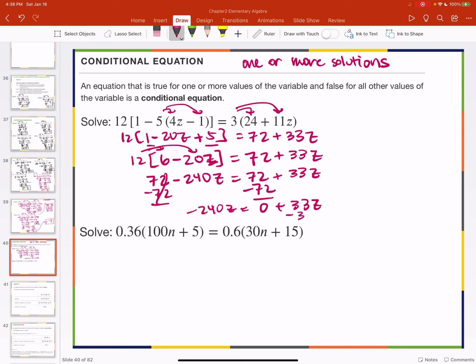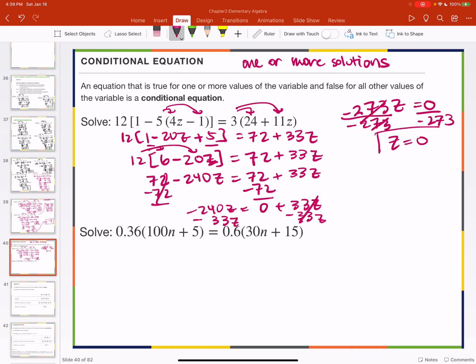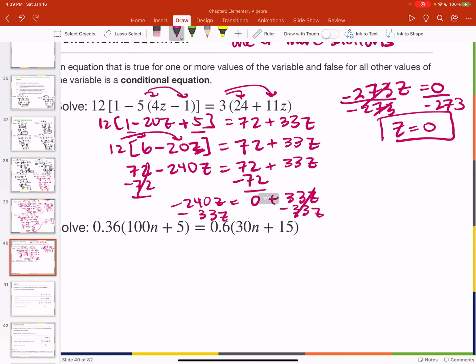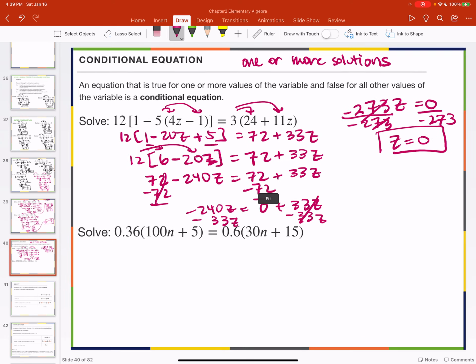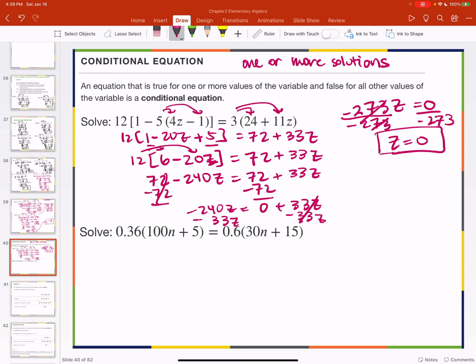So then if I move the 33z by subtracting it over, you can kind of see what's going to happen here. On the left-hand side, I get negative 273z is equal to 0, but if you divide both sides by negative 273 to get rid of that coefficient, kind of large, doesn't matter, 0 divided by anything is still 0, okay? So you can see here that this is a conditional equation.